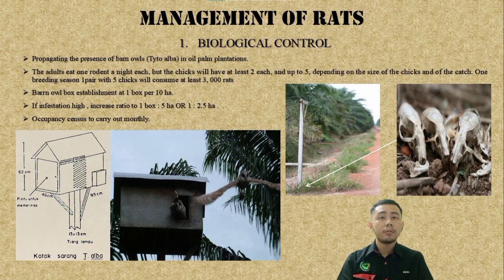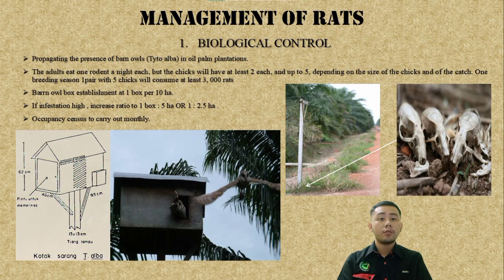Rats can be managed by applying biological control. First, propagating the presence of barn owls, Tyto alba, in oil palm plantations. The adults eat 1 rodent a night each, but the chicks will have at least 2 each and up to 5, depending on the size of the chicks and of the catch. In one breeding season, one pair with 5 chicks will consume at least 3,000 rats.